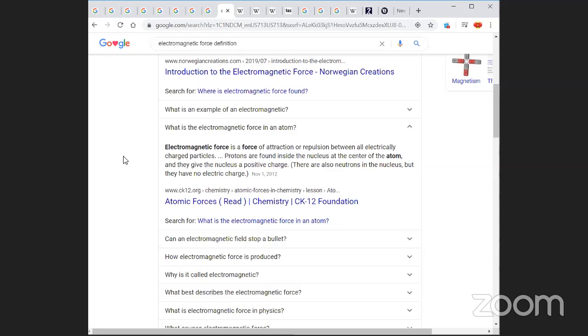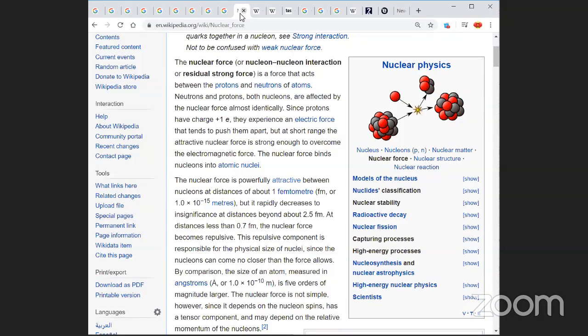Okay, so now we are at the electromagnetic force. It's a force of attraction or repulsion, so it can repel or attract. That's important, between all electrically charged particles. Which ones are charged? Protons and electrons. This electromagnetic force is either going to repel electrically charged particles or attract them. Protons are found inside the nucleus at the center of the atom, and they give the nucleus a positive charge. The neutrons are also in the nucleus, but they do not have an electric charge at all. So of course, the electrons and the protons attract each other, and like charges repel each other. Protons repel protons, electrons repel electrons, but protons and electrons attract each other.